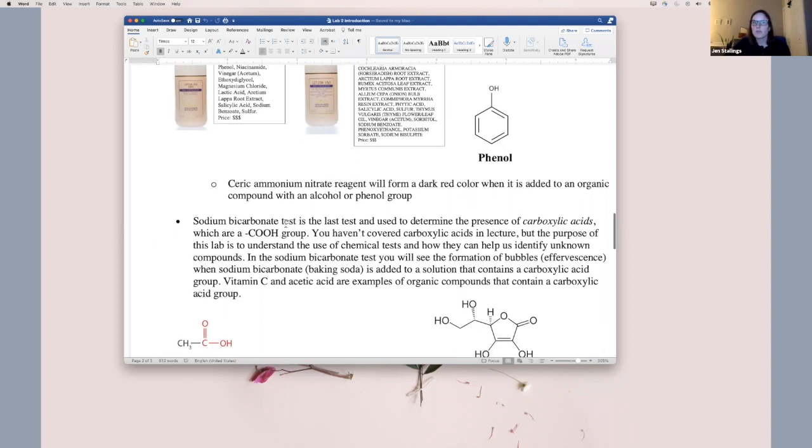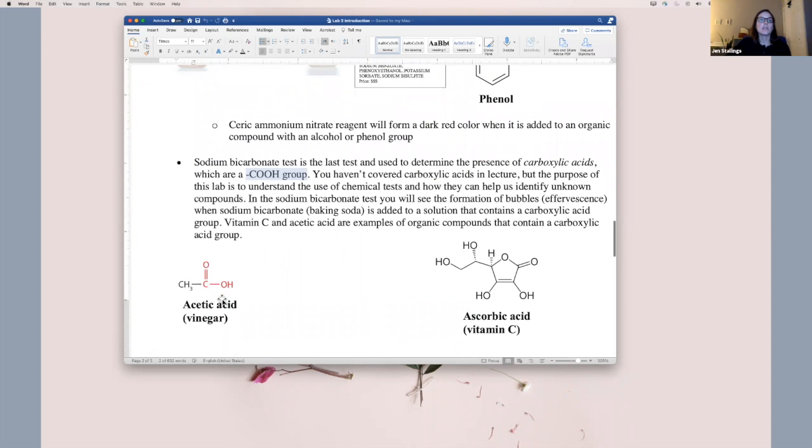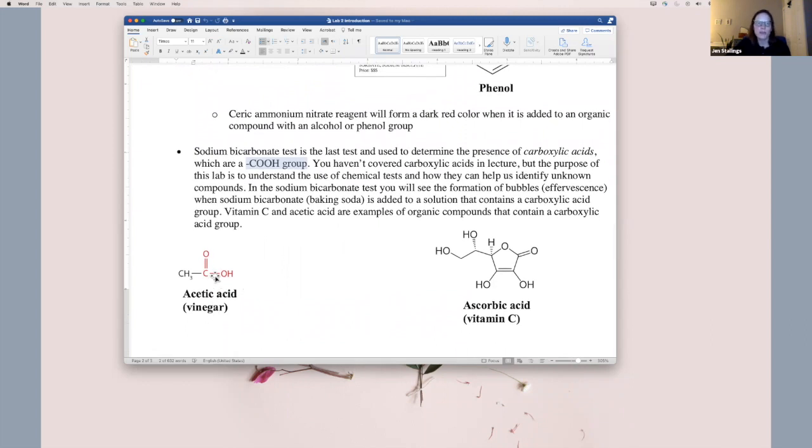Just to be aware, since you haven't covered it in lecture, there's a question about carboxylic acids and what a COOH group is. This COOH group is a carboxylic acid. That's how you would identify a carboxylic acid, by this group here. If you look down here at acetic acid, which is vinegar, you'll see the COOH. That's the carboxylic acid there. Ascorbic acid also has a carboxylic acid group in it. Here it is right here. There's our C double bonded to an O, and then there's our OH group there.